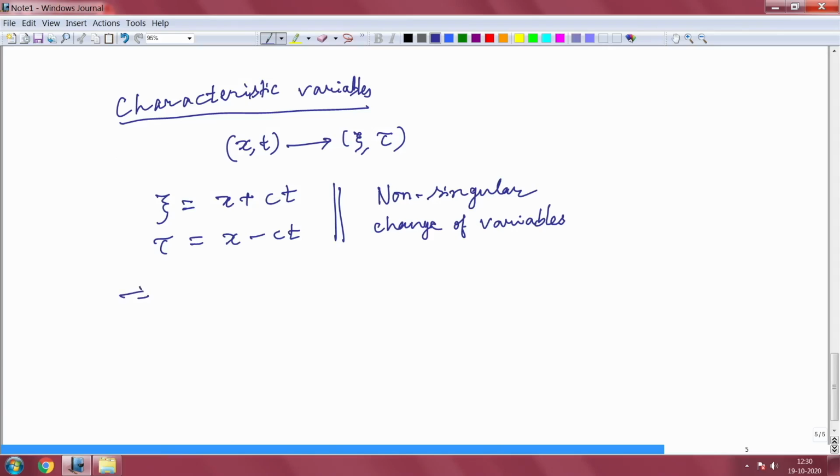So, this implies the inverse: from xi, tau we can go to x, t. You do simple algebra: x is half of xi plus tau, and t is 1 by 2c times xi minus tau. Now we will see that simple implicit differentiation gives us the derivatives. So, next compute.